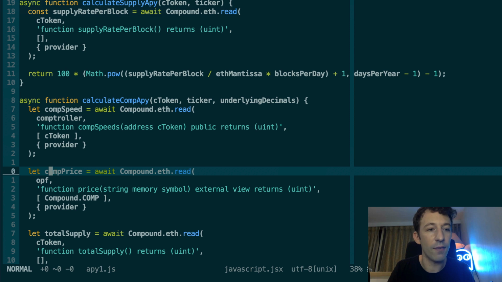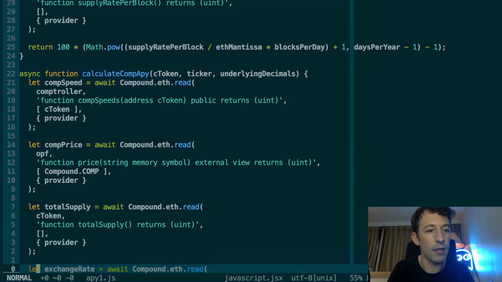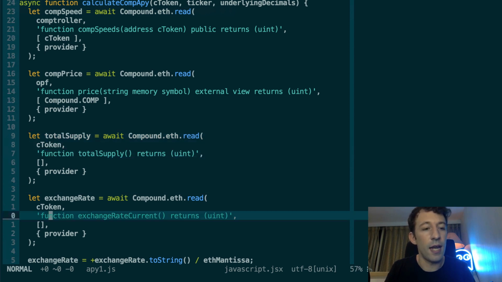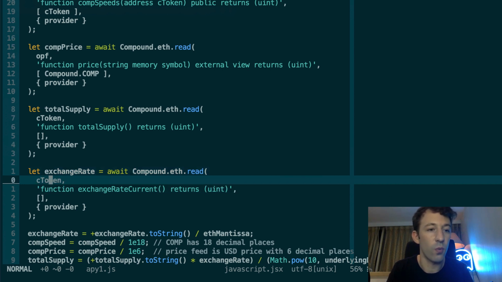Then we have the price of the comp token in terms of US dollars by using this on-chain oracle that is called the open price feed smart contract. Then we get the total supply of our C token. This is the number of C tokens that were emitted. So as a lender, we do have C tokens. All the lenders have some C tokens. So this is different from the number of underlying tokens that were lent. And after, we get the exchange rate between C token and the underlying. So this quantity tells you how much underlying token you need to pay in order to get one C token.